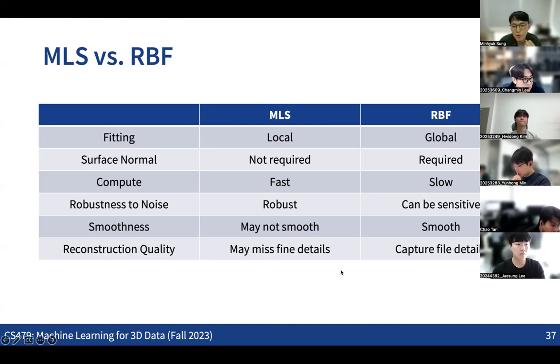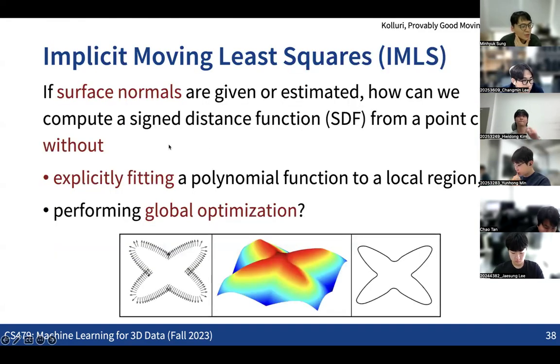So if we go one step further, the question is: if we can assume that the surface normals are given, or estimated using the moving least squares or some other way, can we also compute the signed distance function from the point cloud without performing any kind of global optimization, and also without explicitly fitting a polynomial function to the local region? So this is another idea for how we can get the signed distance function from the point cloud, while assuming that the surface normal information is given.